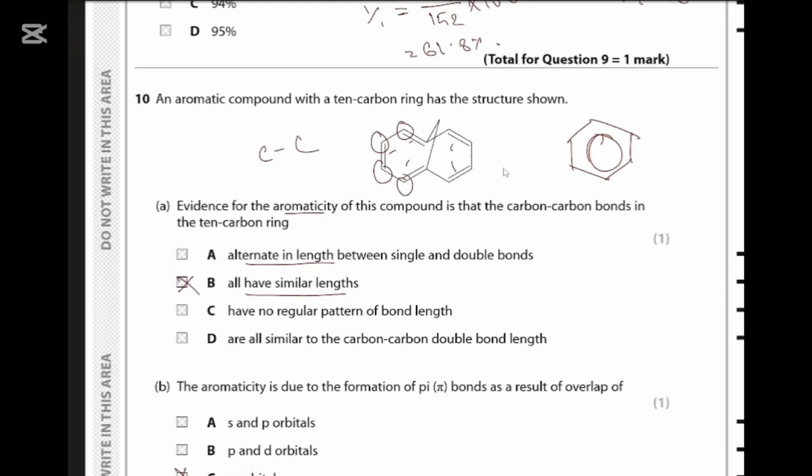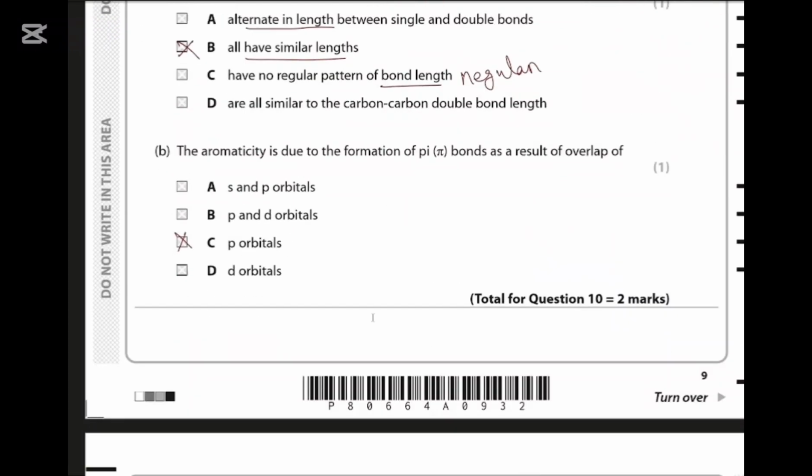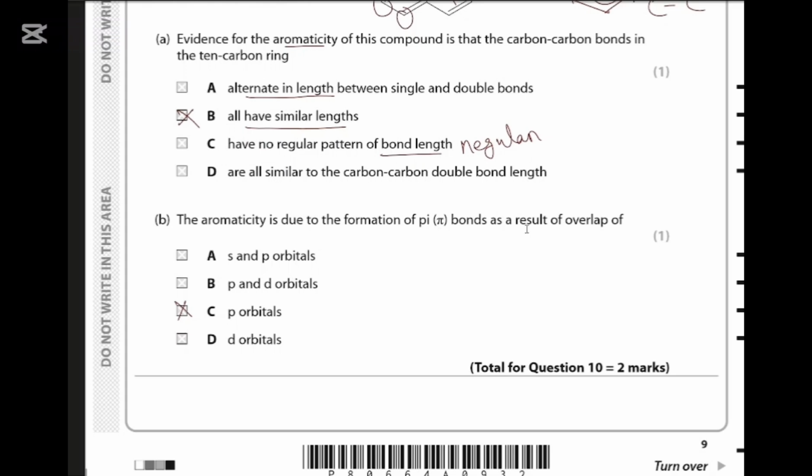C says have no regular pattern of bond length. It has a regular pattern of bond length in benzene, and all similar to the carbon-carbon double bond length. No, it's not similar. They are very different from carbon-carbon single bond and carbon-carbon double bond. This type of bond is different from these two bonds. The aromaticity is due to the formation of pi bonds as a result of overlap of p orbitals, because when a C double bond forms, the pi bond is formed by p z orbitals, so it's always the p orbitals.